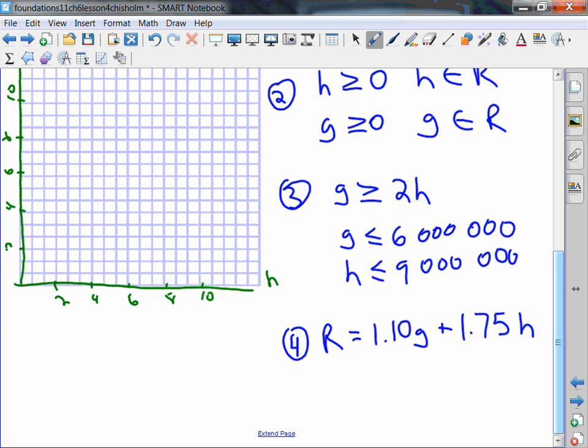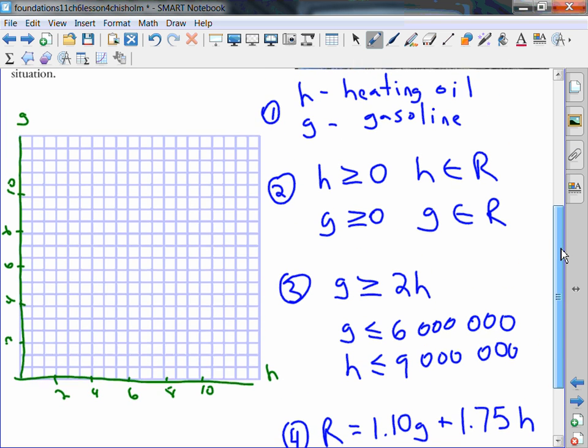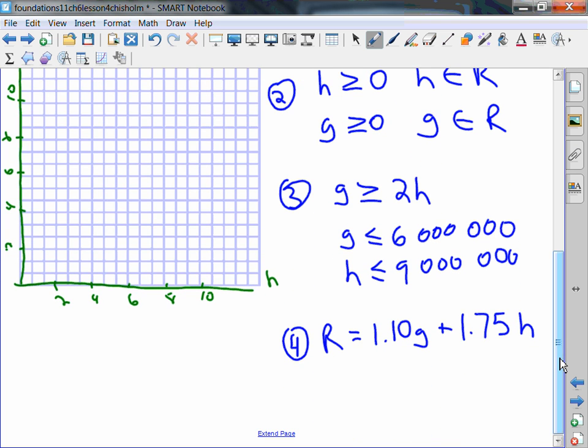Step 5, we're going to graph. So for the first inequality, G is greater than or equal to 2H. Instead of trying to find the X and the Y intercepts for that one, we'll go ahead and call it G equals 2H. Now, I've already got G labeled as my Y-axis, so we could say it's like Y equals 2X. In this case, we can see that the slope is 2 and the y-intercept is 0.